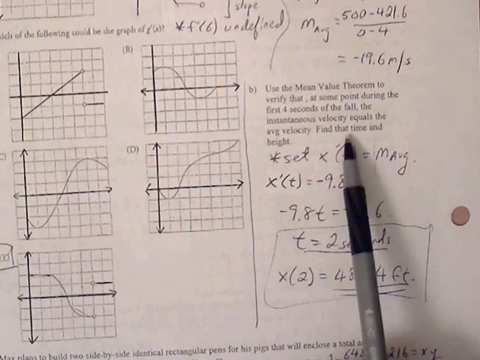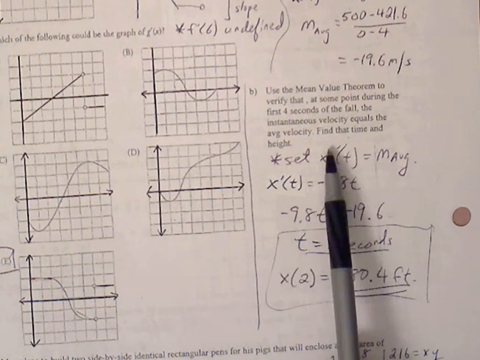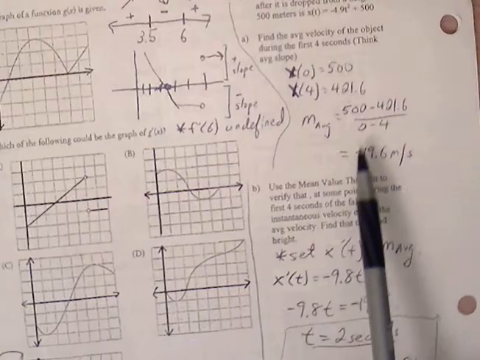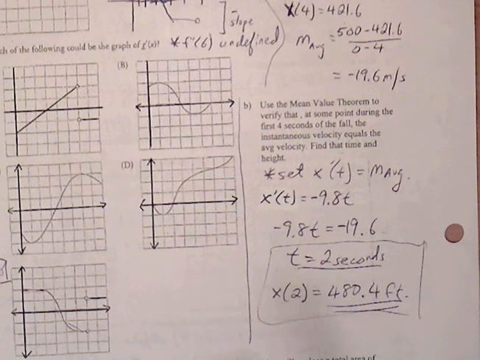And it says find the time and find the height. So the time is 2 seconds. To find the height, we simply plug 2 back into the original position function. So plug 2 back into x of t, and we're going to get 480.4 feet.